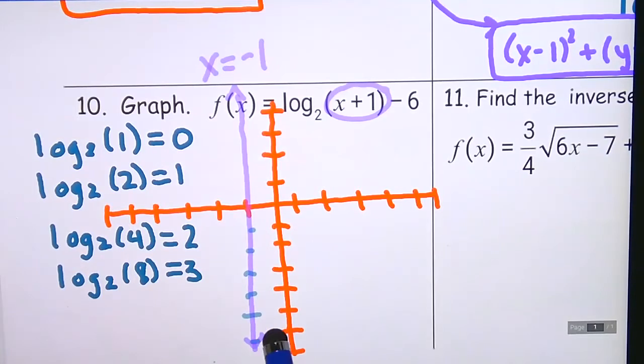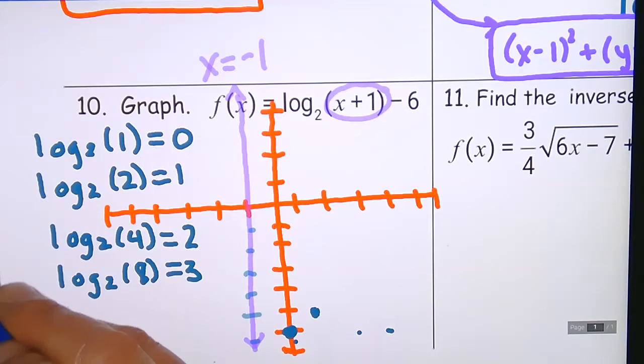So I'm going to go out 1. Log base 2 of 1 is 0. I'm going to go out 1, 2. Log base 2 of 2 is 1. I'm going to go out 1, 2, 3, 4.